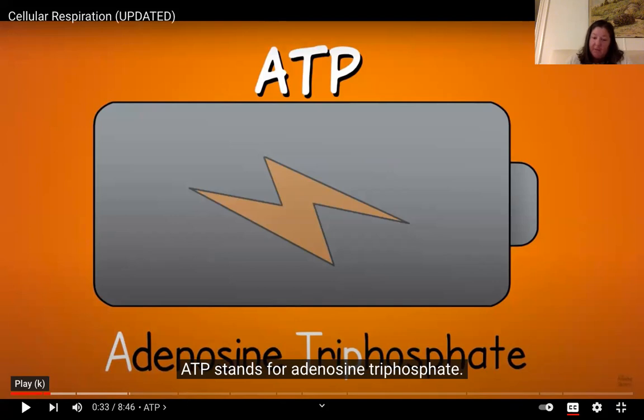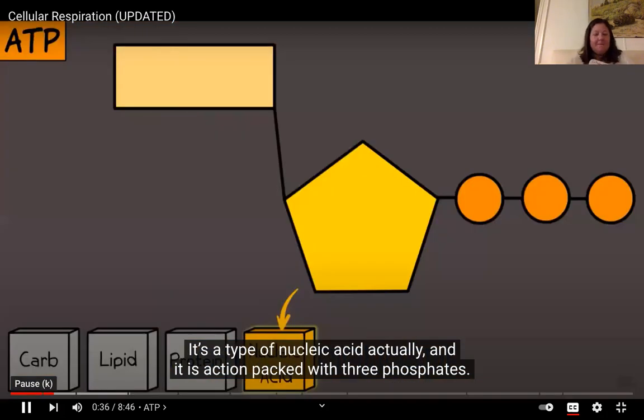And the full name is adenosine triphosphate, meaning 3 phosphates. Adenosine triphosphate. It's a type of nucleic acid.